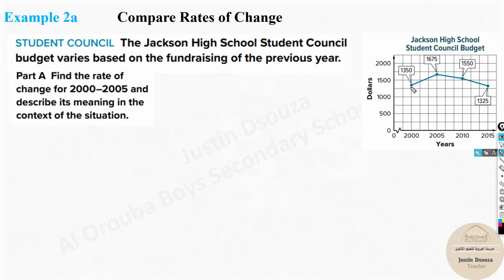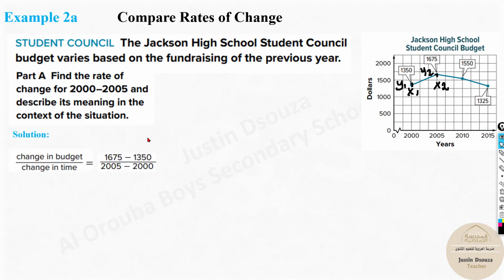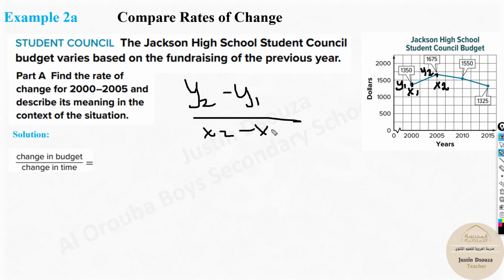So let's see, where's 2000? It's over here at this point. That will be x1 and this is x2. So y1 would be at this point, and this would be y2. Okay, all you do is write the formula and substitute. The formula is over here. Change in budget is always, okay, they have written it directly. Let me write the formula over here: y2 minus y1 divided by x2 minus x1.